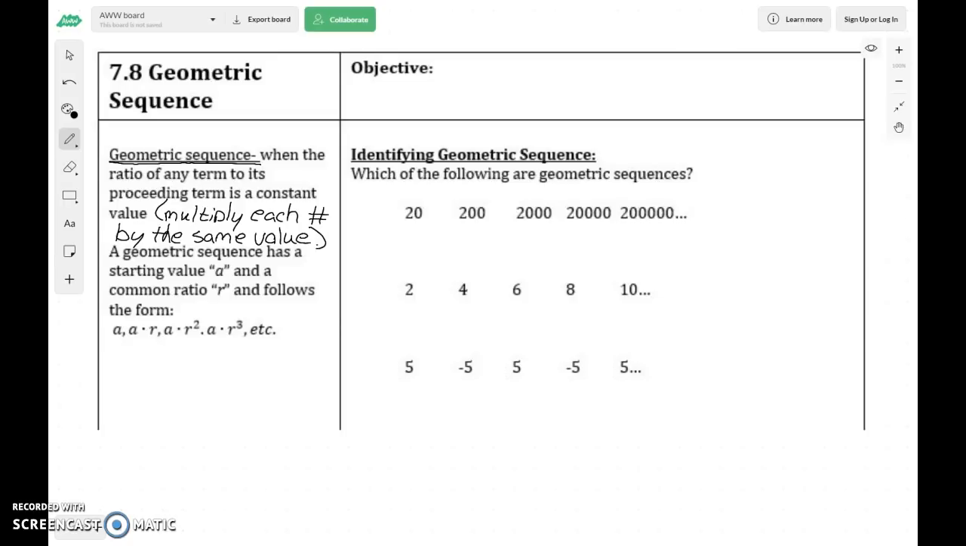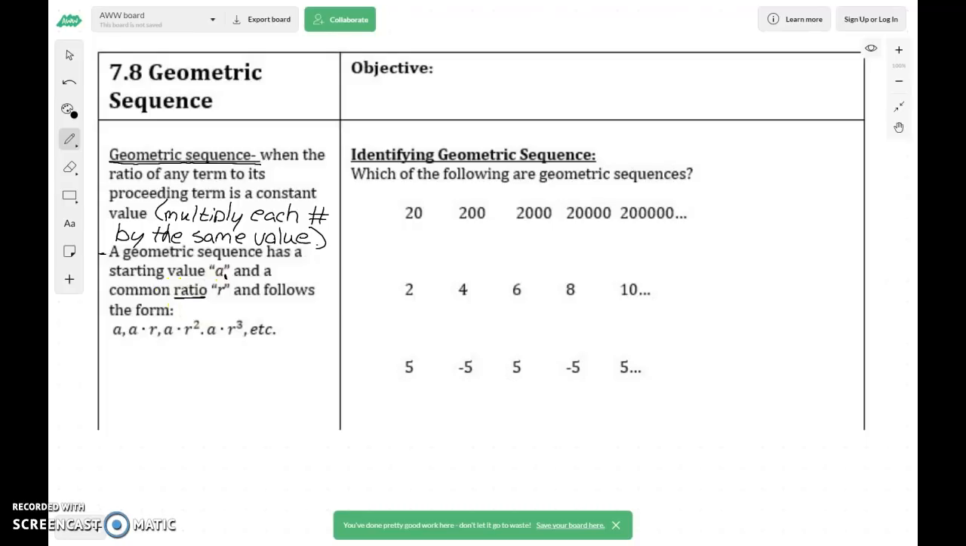Now, it says here that a geometric sequence has a starting value of a, and since it's the starting value, let's go ahead and write this in. They kind of left that off. A sub 1. So the starting value is always a sub 1, and it has what we call a common ratio. If you recall, a common difference with arithmetic adds the same number each time or subtracts the same number each time. With a common ratio, we're actually multiplying by the same number each time.